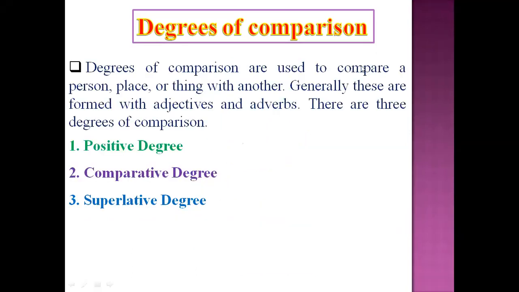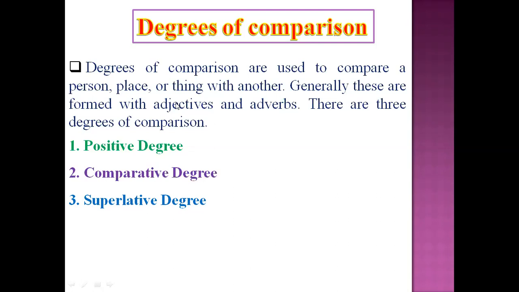Degrees of comparison. What does it mean? Degrees of comparison are used to compare a person, place, or thing with another. Generally, these are formed with adjectives and adverbs. There are three degrees of comparison. If we want to compare a person, a place, or a thing with any other, we follow the rules of degrees of comparison.